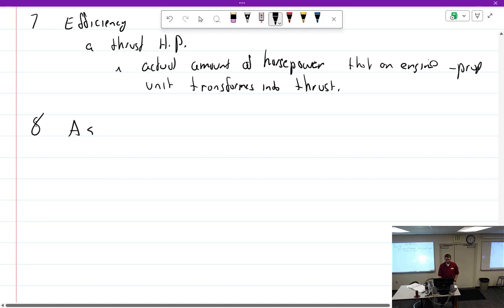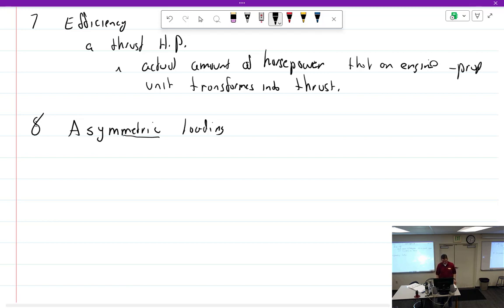All right. Let's talk about asymmetric loading. Has something to do with the metric system. I don't know what. It's asymmetric system. Yes. All right. I think Phil covered all of this with you.